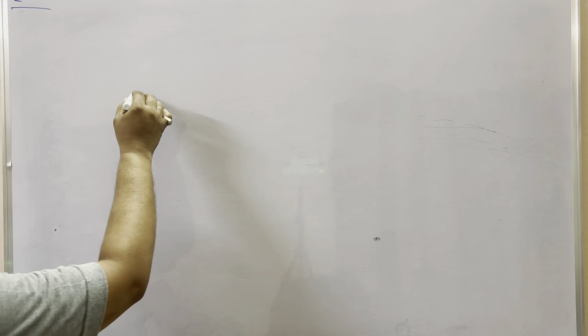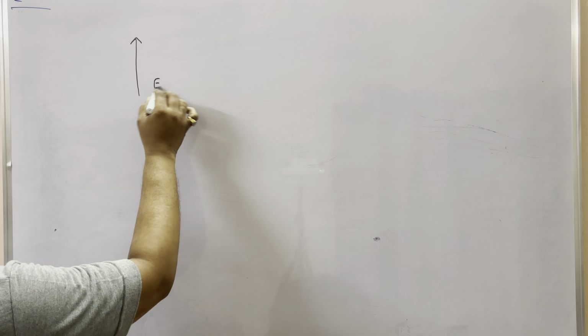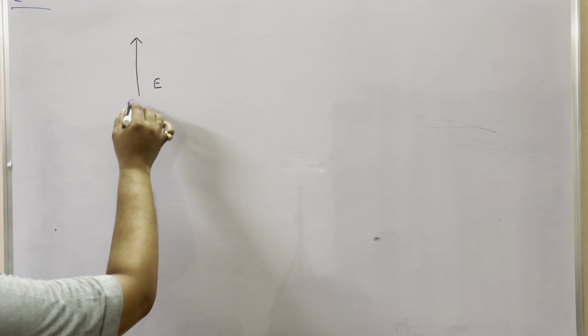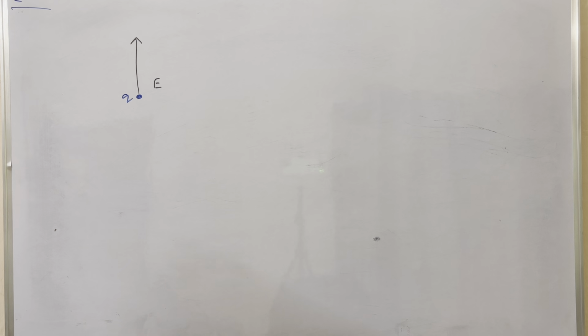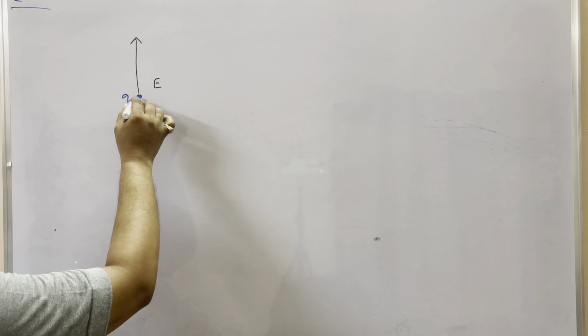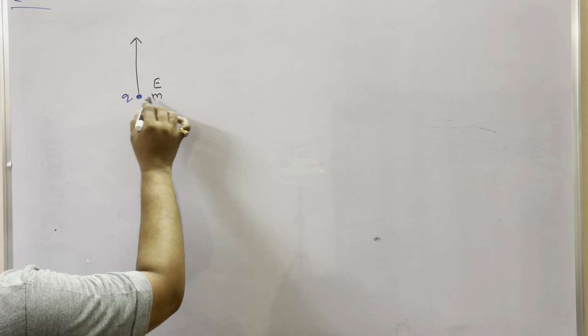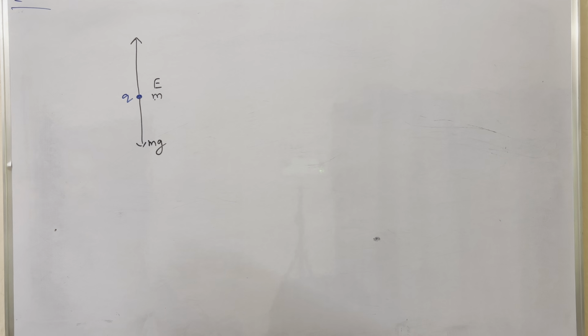Next, if you have taken the electric field in the upward direction, and now you place one positive charge somewhere, here we have taken a positive charge. This charge has some amount of mass. Whenever mass is there, its weight is going to act downwards.